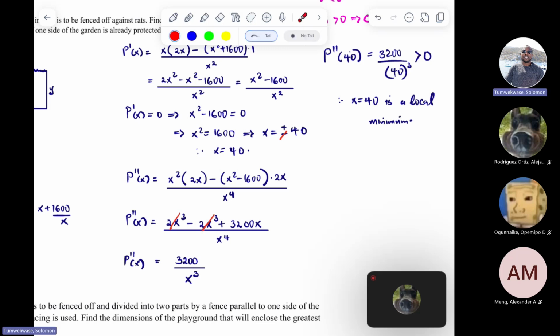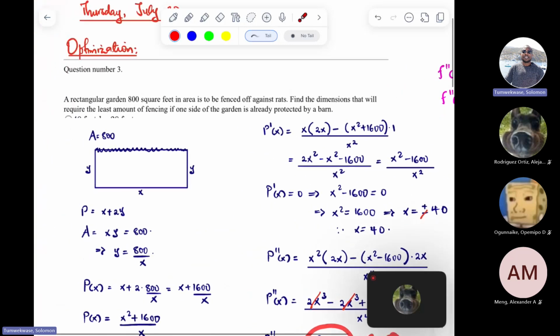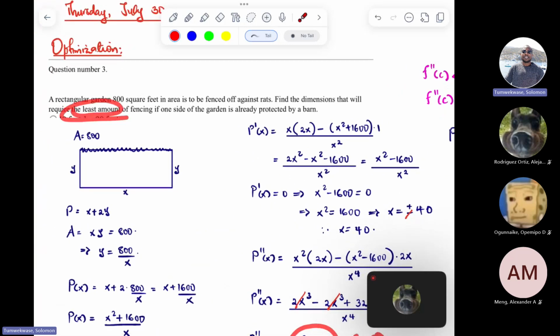And like I said, if you decided to check negative 40, you can see that when I substitute a negative 40 here, I'll have the whole answer as negative. And if it is negative, that means a local maximum, and that contradicts what we are trying to look for, because we are looking for the least, so we are looking for the minimum.